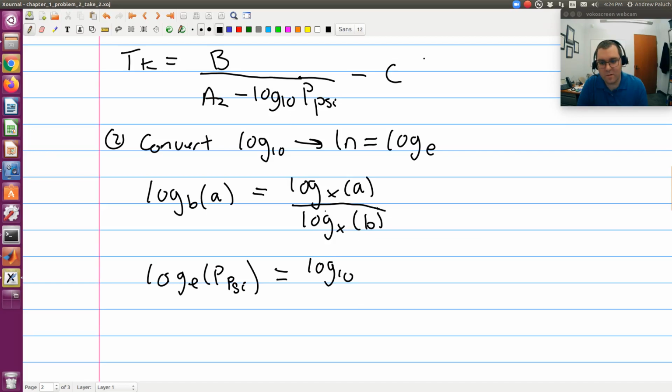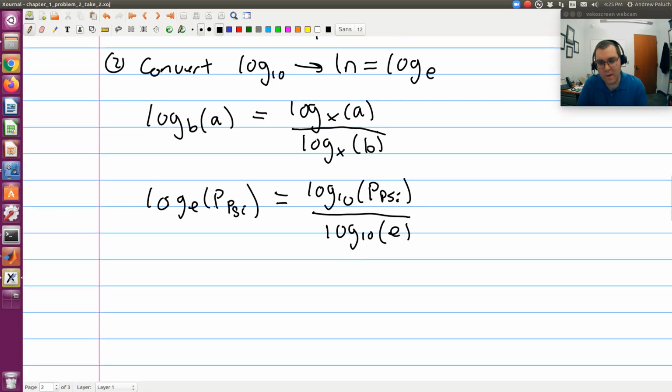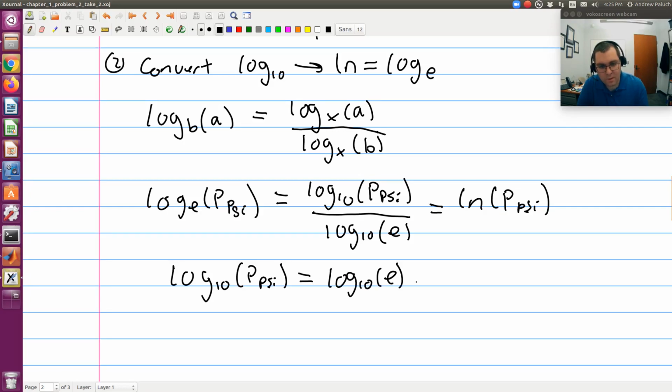So log base 10 of A is PSI, pressure in PSI, divided by log base 10 of B is E, where log base 10 of E is just a constant. Log base E is just natural log, so I'm going to say that's equal to natural log of P in PSI. Solving for log base 10 of PSI, which is what I'm starting with, log base 10 of my pressure in PSI is equal to log base 10 of E times natural log of my pressure in PSI.